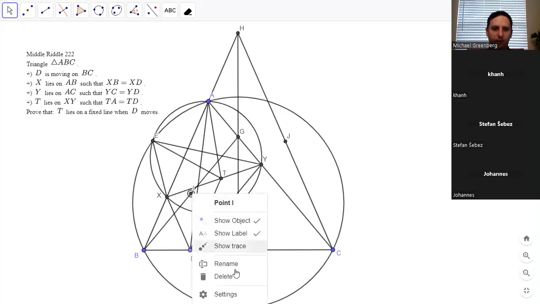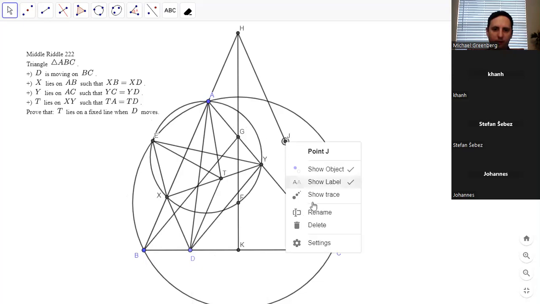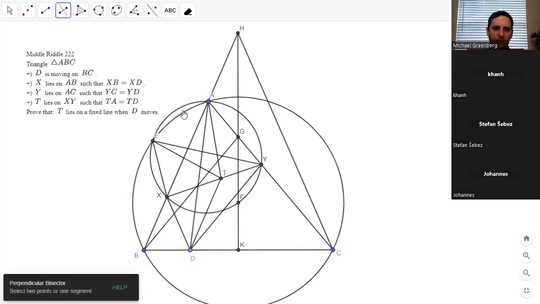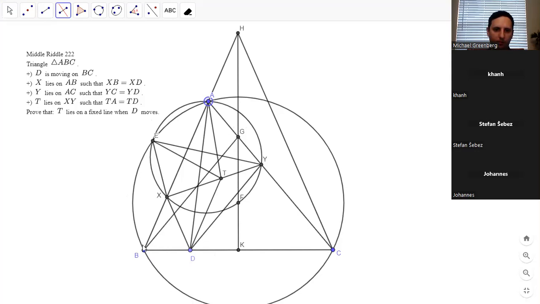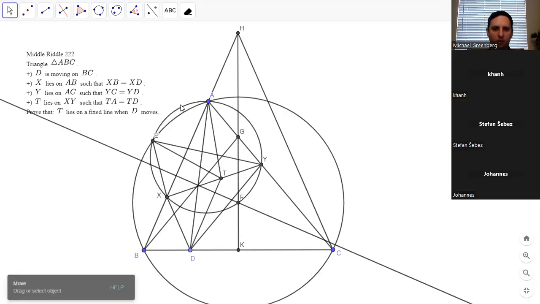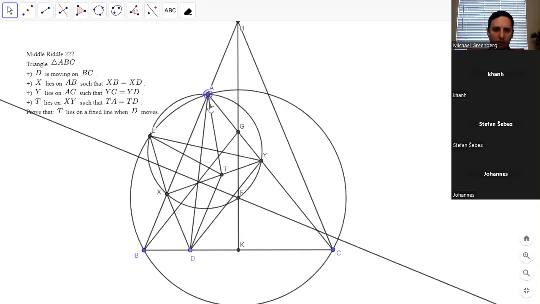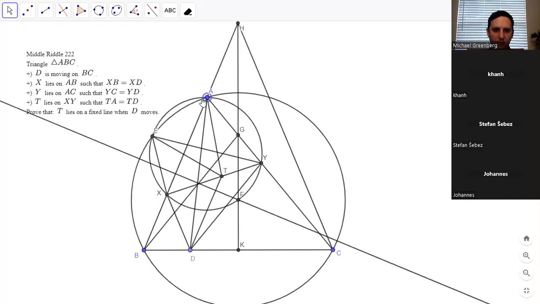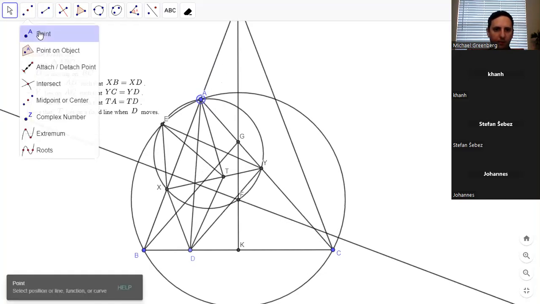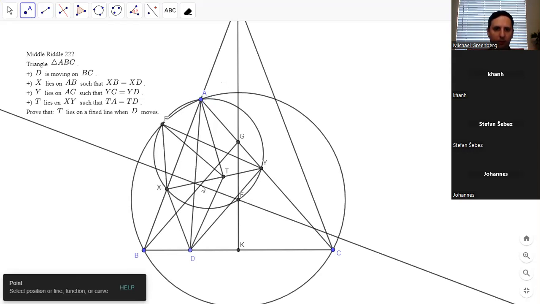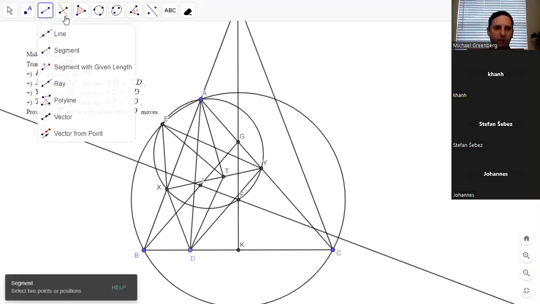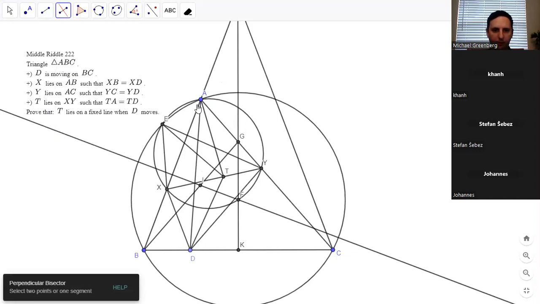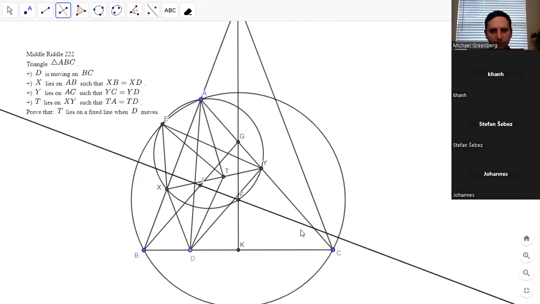So really what you have to do is draw the perpendicular bisector of AB and see where it meets BG. Then you would have to draw the perpendicular bisector of AC and see where it meets CE. Okay, I found something useful.